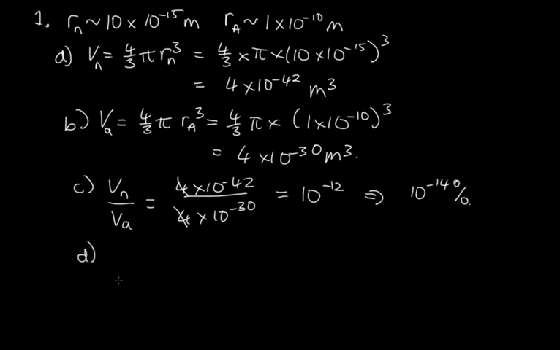Part D then asks us, is it true that the atom is mainly empty space? Well, yes, because electrons don't take up any space, and you can see that this nucleus hardly takes up any space, so almost all of the atom is actually empty space.